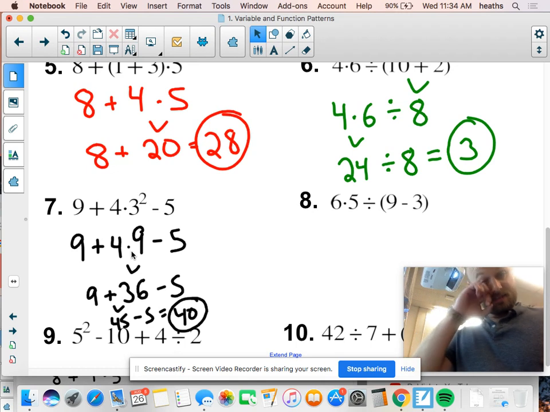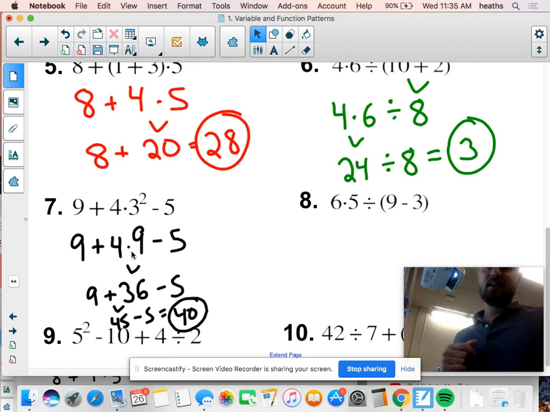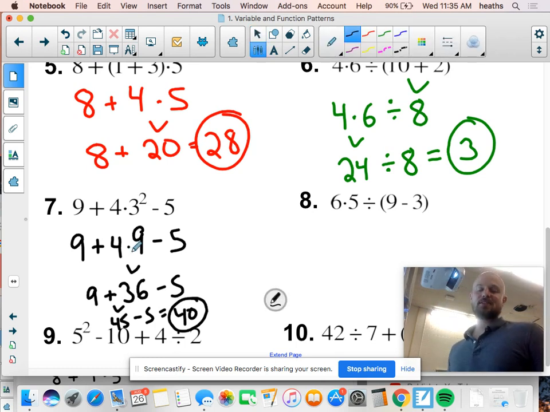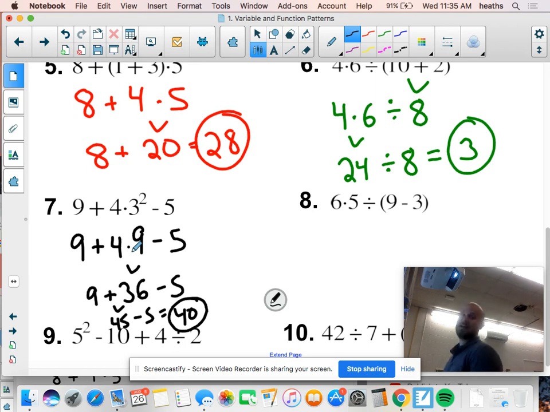Number 8, 6 times 5 divided by parenthesis 9 minus 3. Okay, let's look for parentheses and exponents first. I see a parenthesis. I do not see any exponents. So let's get rid of that parenthesis. 9 minus 3 will be 6. We're going to drop the rest of our problem down.